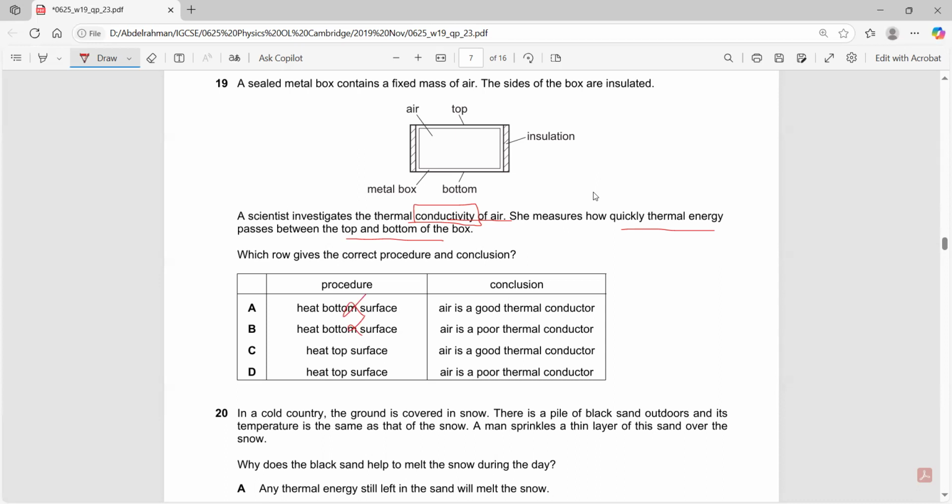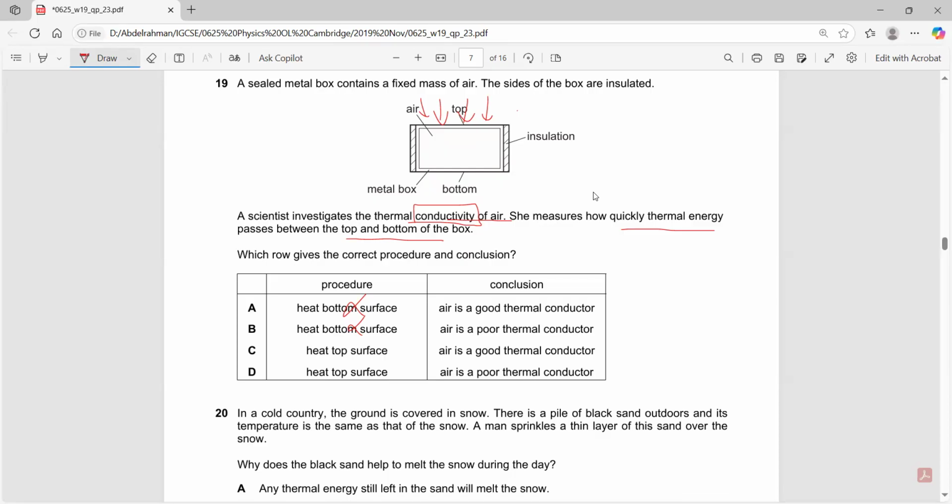So heating the bottom surface would be wrong. Why? Because you need to test the conductivity. If you heat the bottom surface, the air would heat up quite quickly due to convection, not due to conduction. That's why if you want to test the conduction of air, you shouldn't heat it up from the bottom surface. You should heat it up from the top surface. Okay? Why? Because you'd find that the air would heat up quite slowly.